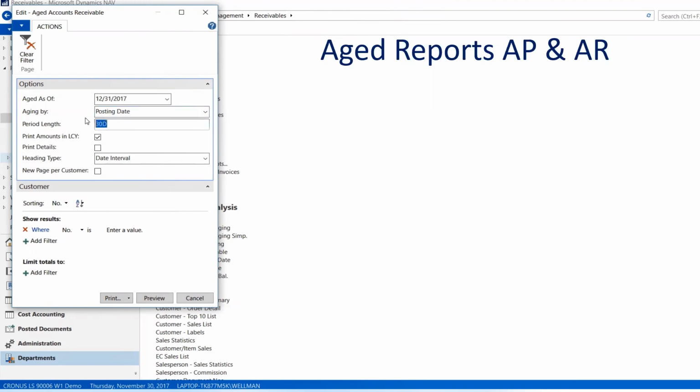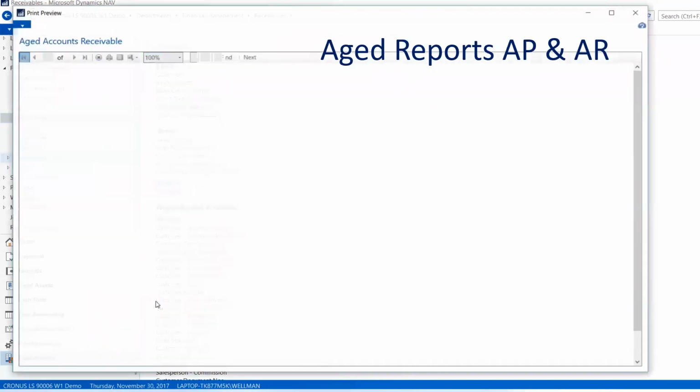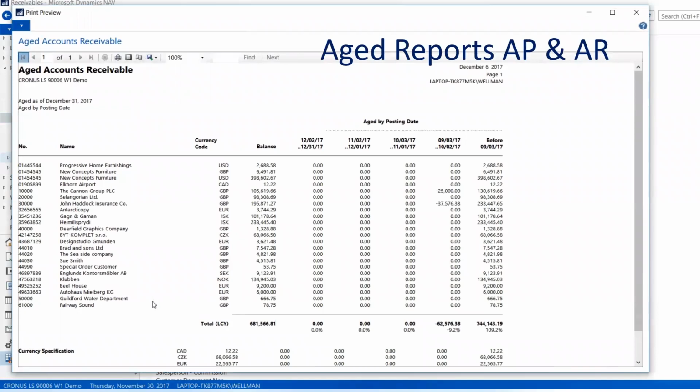And the period length, in this case, the subdivisions of my report for the aging, of course, will give me the invoices by month separated so I can see the value for the specific last 3 periods, which is the standard report that we're going to be looking at. So here we have all our accounts receivable aging.